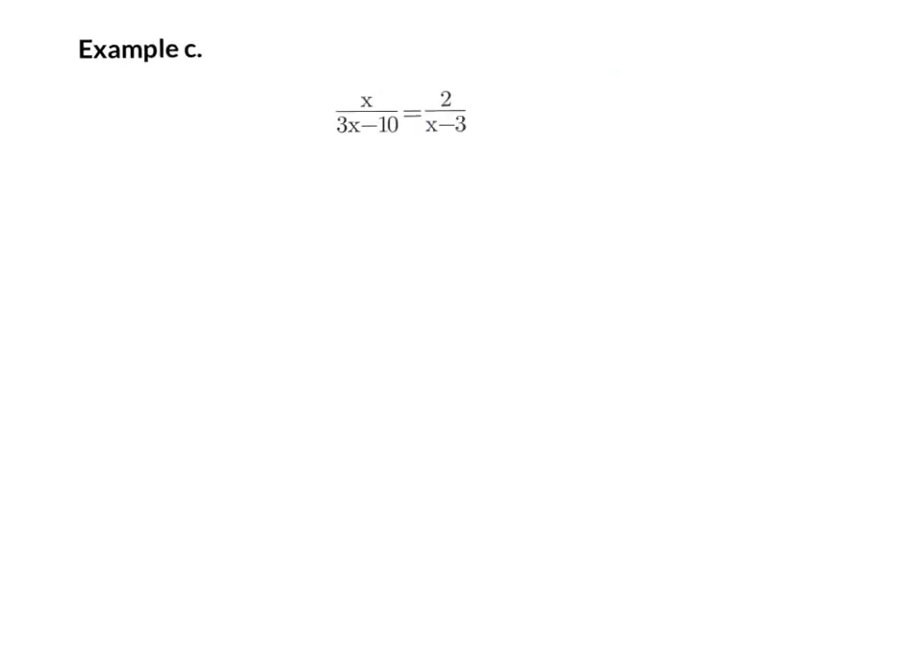All right, we're going to go ahead and backtrack through the notes. We're going to go back to example C. This is a special case. This is actually a proportion. If you recall proportions from pre-algebra, basically proportion is a fancy word for fraction equals fraction. But when we solved proportions, we cross multiplied, and that's what we want to do here. So I'm going to multiply x times x minus 3.